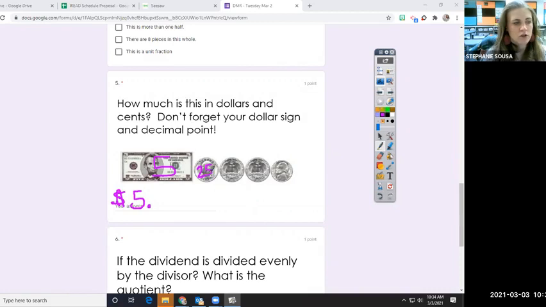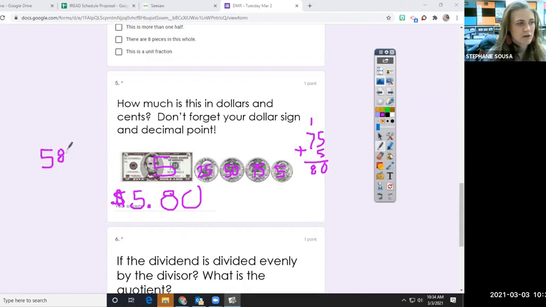We have a quarter, that's 25 cents, plus another quarter is 50 cents, plus another quarter is 75 cents, plus a nickel, which is 5 cents. 75 plus 5 is equal to 80. So $5.80 is the total here. I noticed the biggest problem that we had yesterday was people wrote down 580. You didn't use your decimal point. 580 is very different from $5.80.